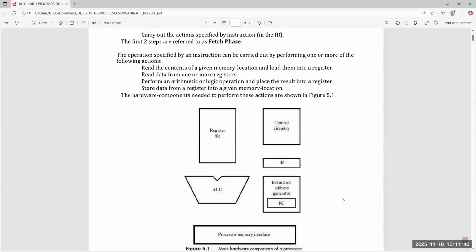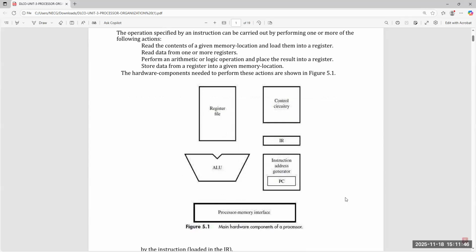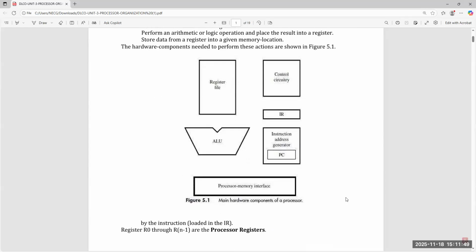Now we can look at the main hardware components of a processor. Various hardware components are given here. One is the register file, a collection of registers. A collection of registers means you can take the R0 register, R1 register, R2 register, up to the R n-1 register. Next, control circuitry. Control circuitry is the control unit.